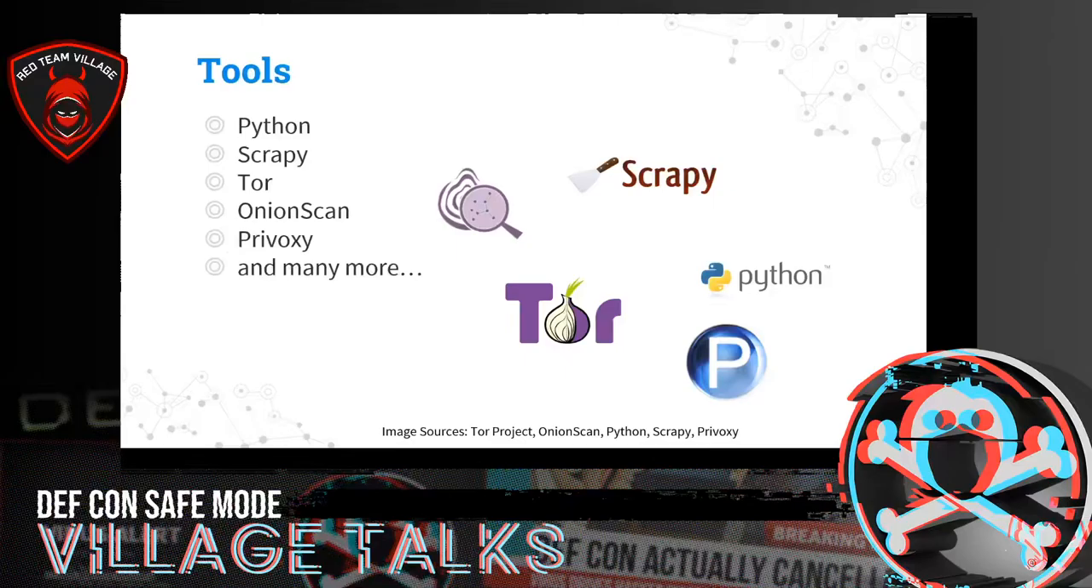Another thing is Scrapy doesn't allow you to directly use a SOCKS proxy because it doesn't support SOCKS proxy. So that's why you have to use tools like Privoxy, tsocks or Polipo to route your SOCKS traffic through Privoxy. And there are other tools also, like search engines such as Kilos or Recon, where you can find different onion domains.